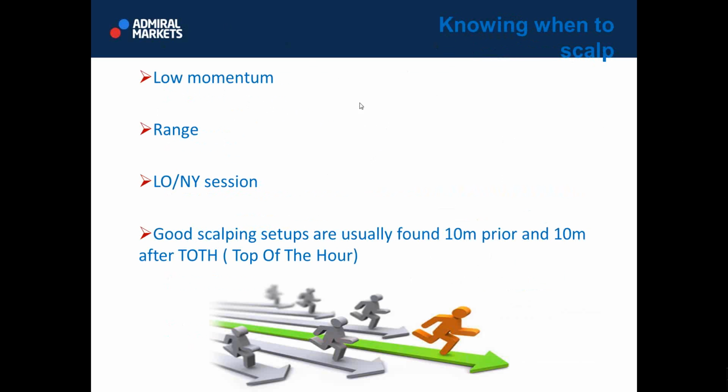And it's important to know that the best time and session is the London or New York session. Good scalping setups are usually found 10 minutes prior and 10 minutes after the top of the hour, or as we call it, TOTH. So those good setups are found 10 minutes prior and 10 minutes after TOTH.